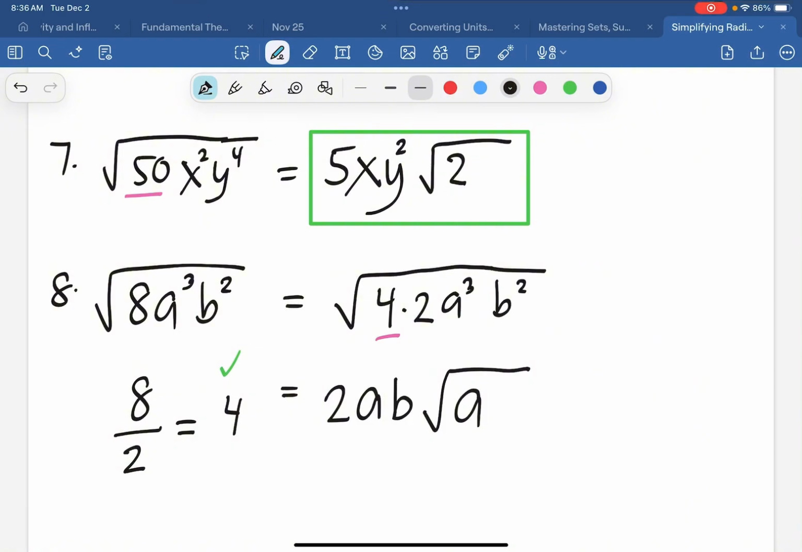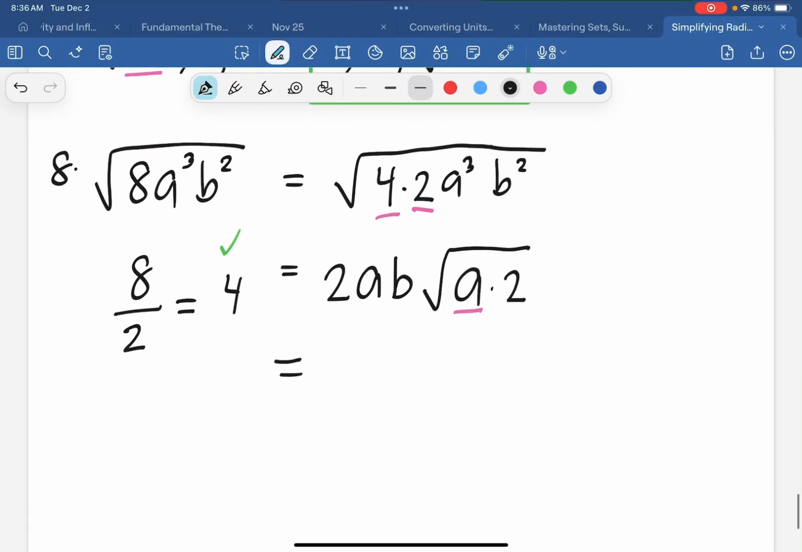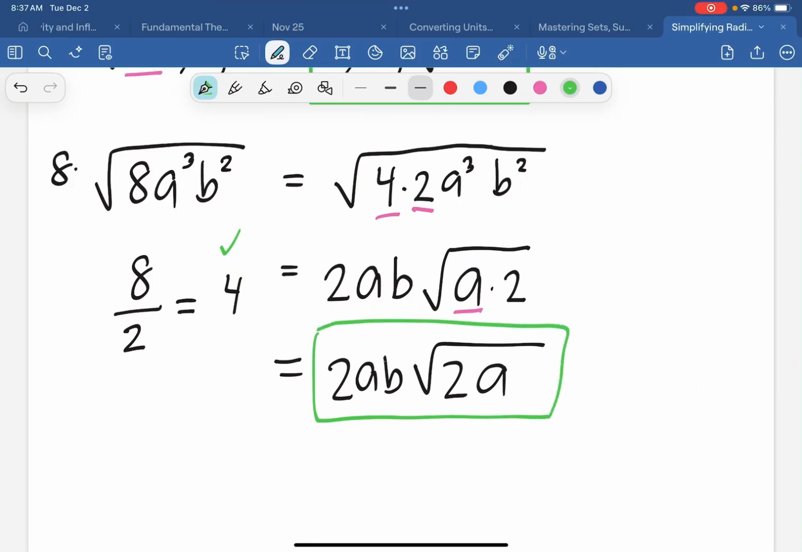Now, we are left with 2 and 1a inside, so we could write this as 2ab square root of 2a. And that's it. By the way, you may pause the video and take notes if you want before proceeding to the result or the answer of the given.